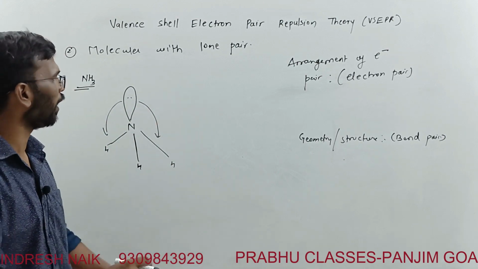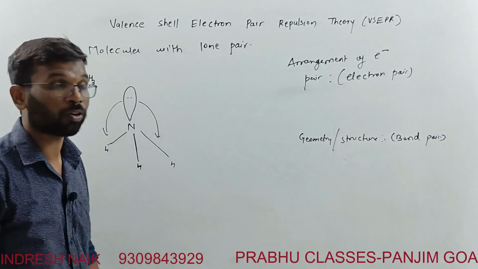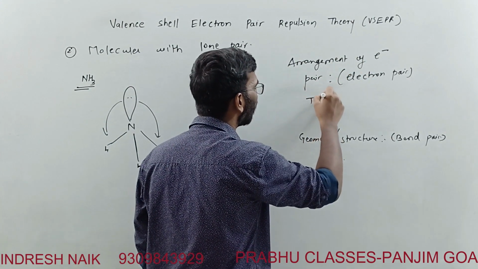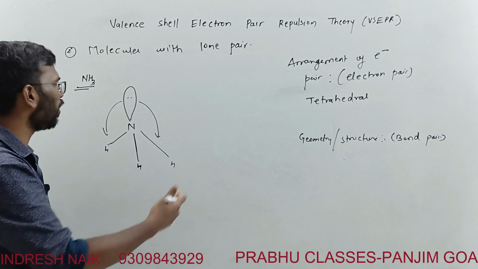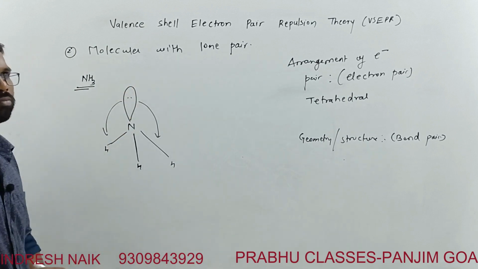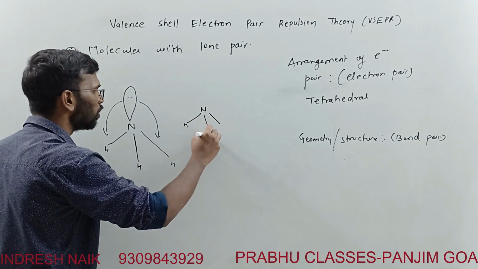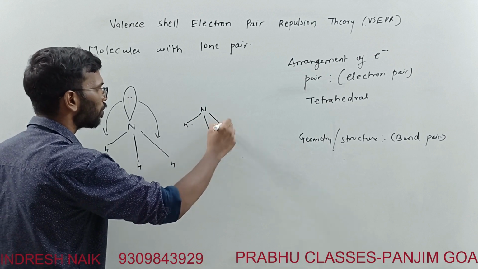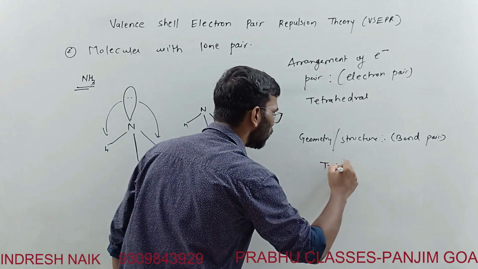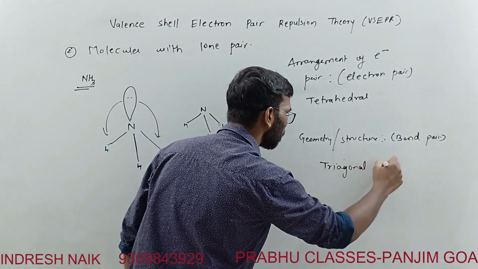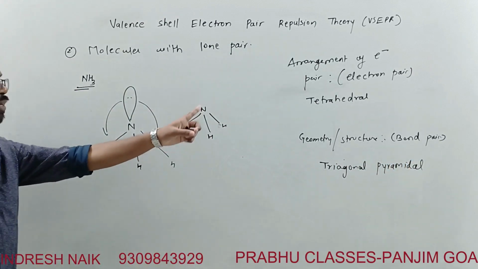So if I ask the arrangement of the electron pair over here, what is it? Lone pair is also an electron pair. So the arrangement of the electron pair is tetrahedral. What is the geometry or structure? We don't consider the lone pair in that case. So it is like this only, nitrogen and hydrogens. So what is that forming? It is trigonal pyramidal. That is the geometry or structure.